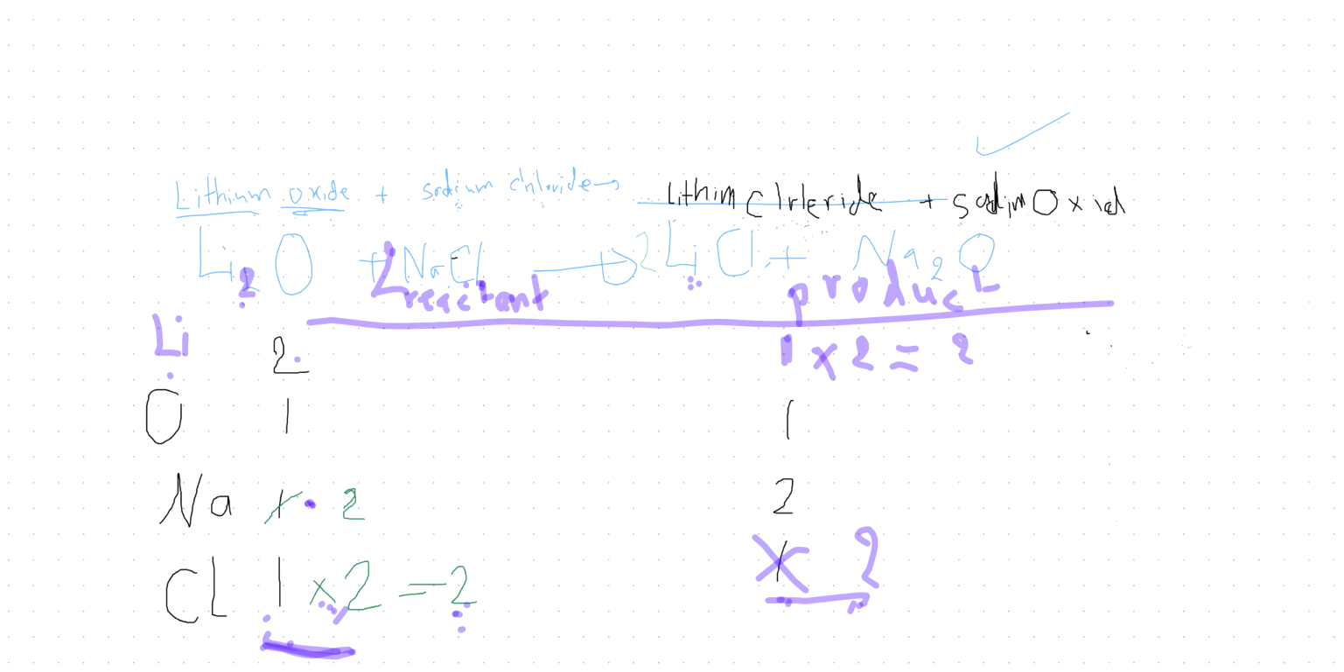Check all. The chlorines. When I added this 2, I have to go from here. Lithium 2, lithium 2. Oxygen 1, oxygen still 1. Sodium 2. Okay, so now it was 1, now it's 2. And chlorine, sodium here 2. That's good. Chlorine 2 and chlorine 2. So now all of it is balanced.